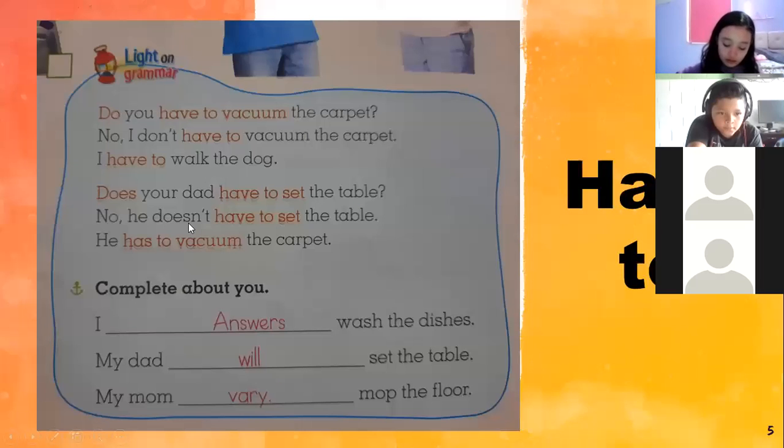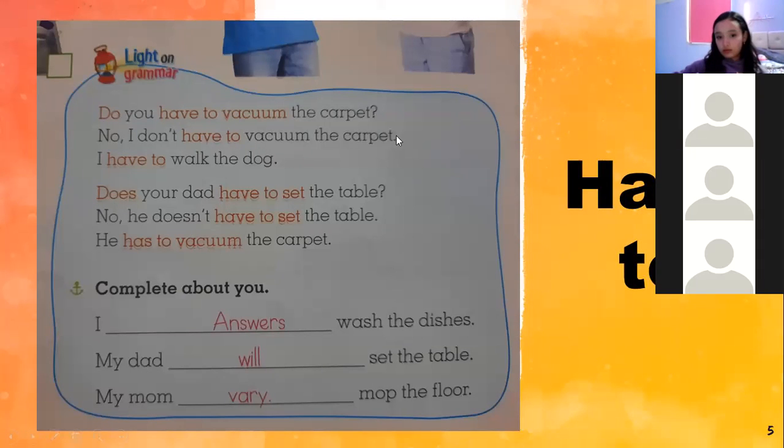Now, this one: have to. Remember, this is an expression that we use for activities that are an obligation that you do. For example, do you have to vacuum the carpet? No, I don't have to vacuum the carpet. I have to walk the dog. In that case, it's the obligation. This one is the activity that is for you, the other one, no. When you answer, you say, no, I don't have to, and follow with the expression, vacuum the carpet. Or I have to walk the dog, similar to the exercise that we developed right now.